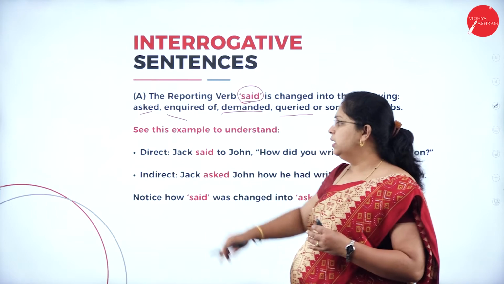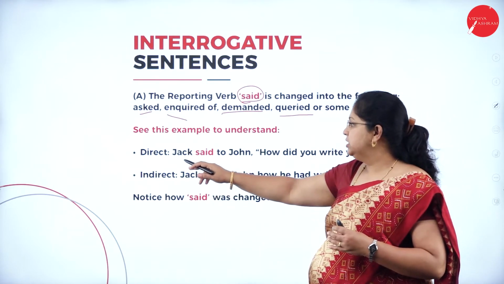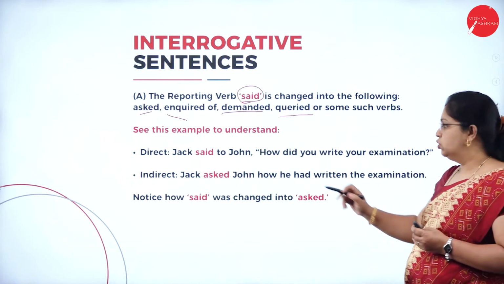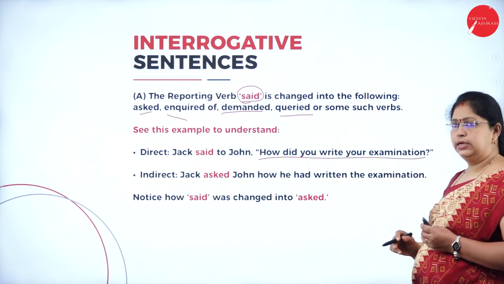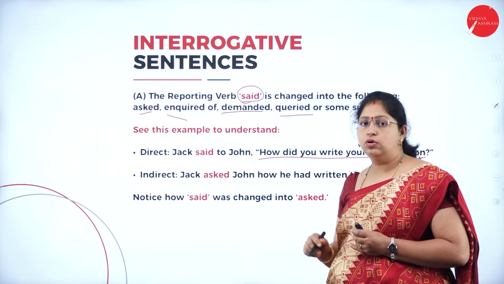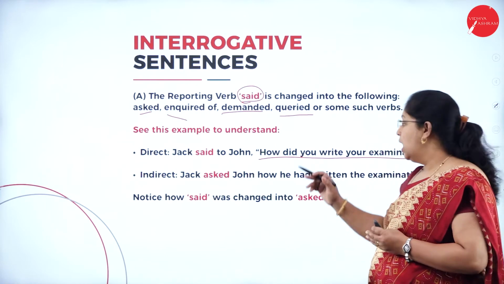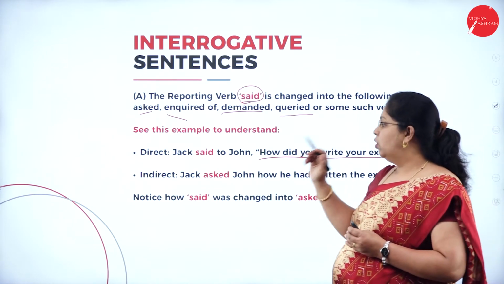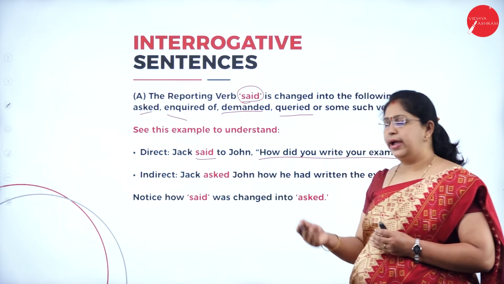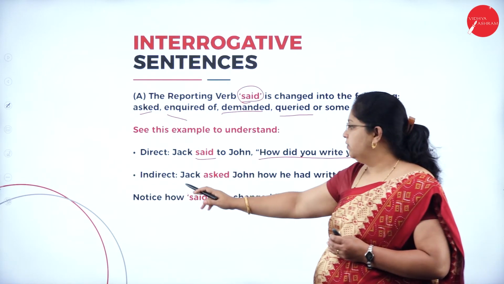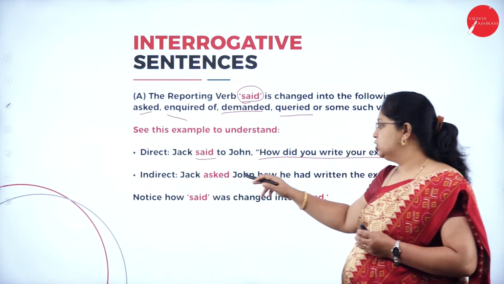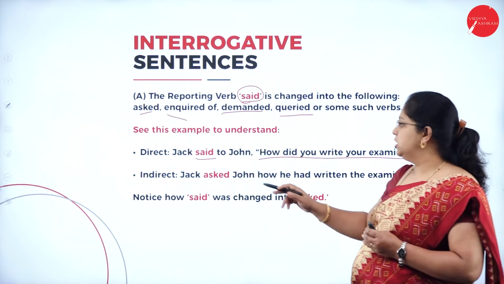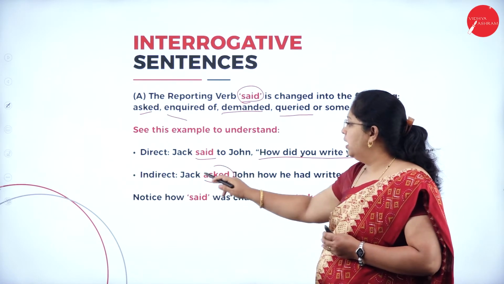Then here is the example. Direct speech. Jack said to John, "How did you write your examination?" So, this is the interrogative sentence, right? So, Jack said to John. What did Jack say to John? How did you write your examination? This is the question, right? So, what did I tell you? Said changes to asked, inquired or queried, correct? See now in indirect speech, Jack asked John how he had written the examination. What is the major change? Said is changed to asked.